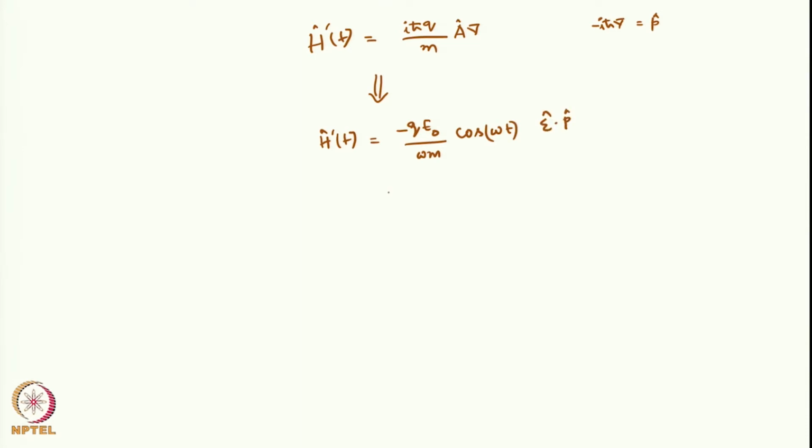So, this could be written as plus q by omega m cos omega t, E naught into E, dot p, and this E naught into E can be written as E. So, q by omega m cos omega t, E dot p. So, this is H prime of t.